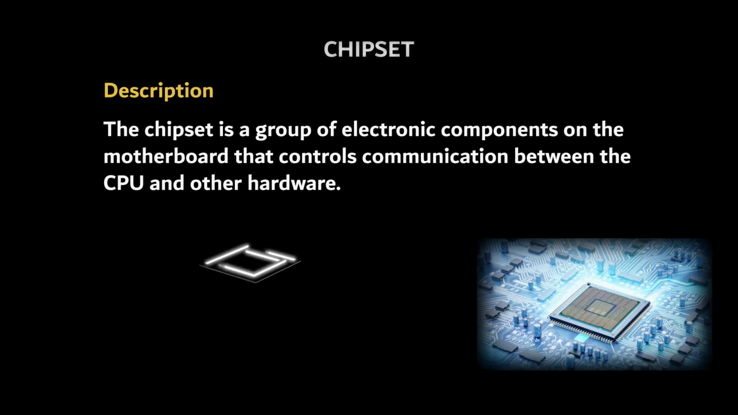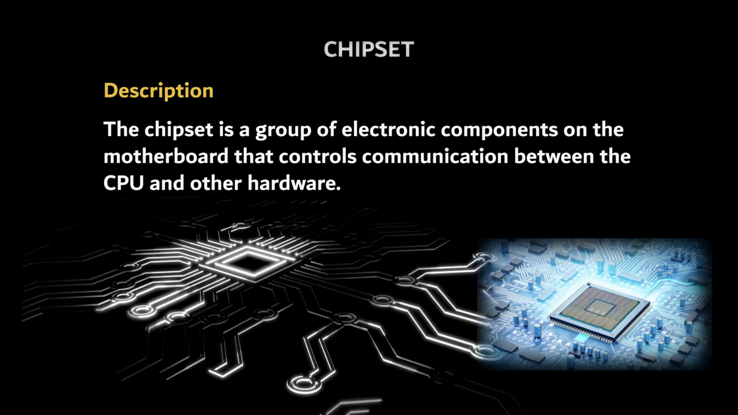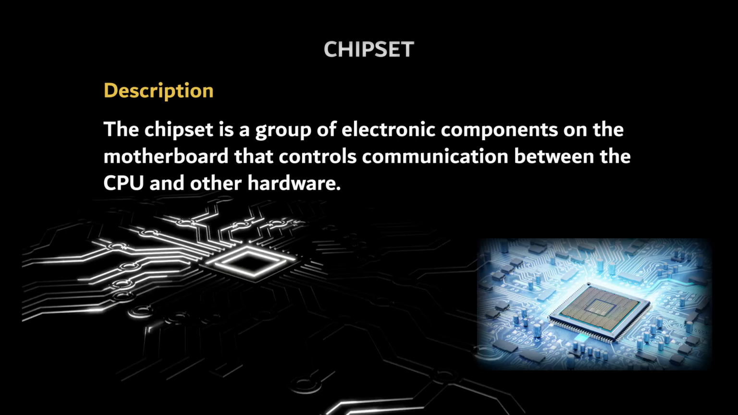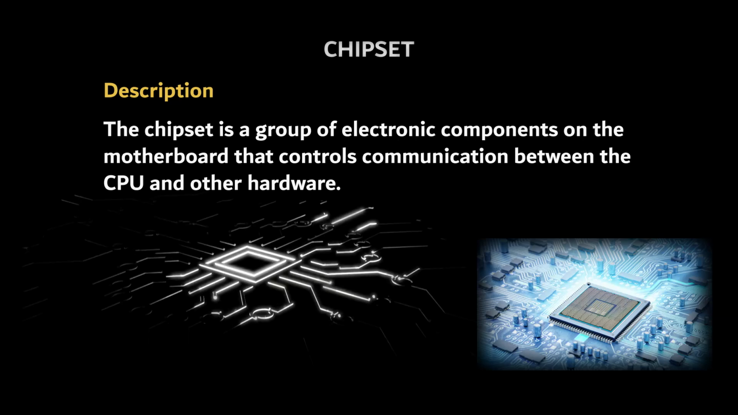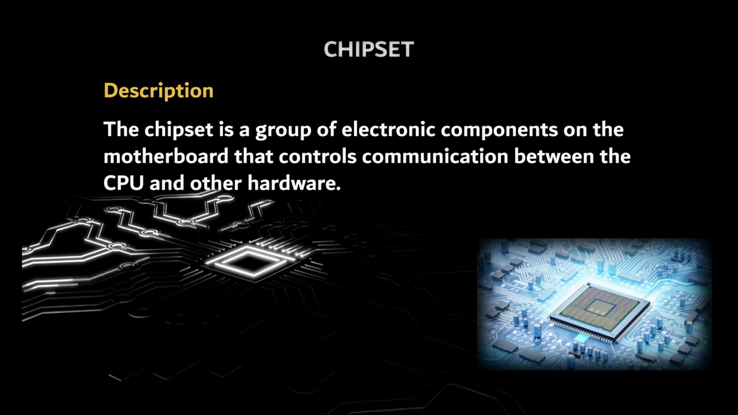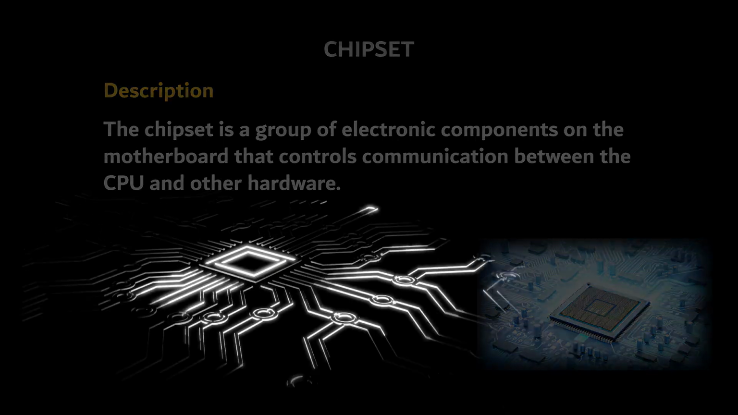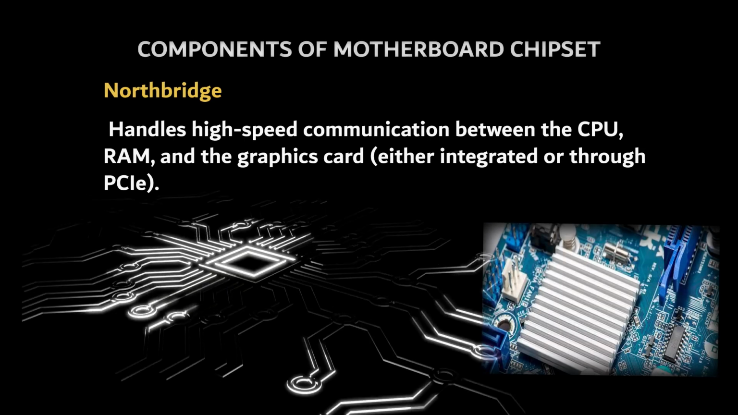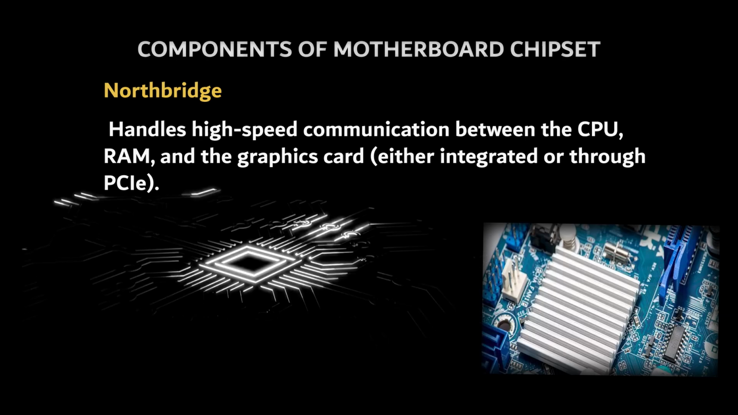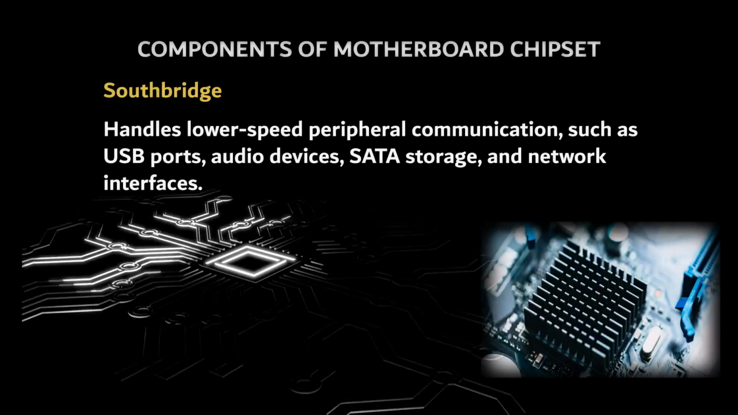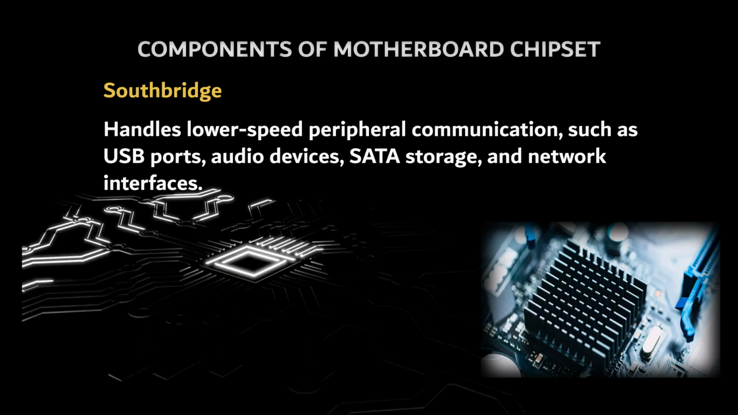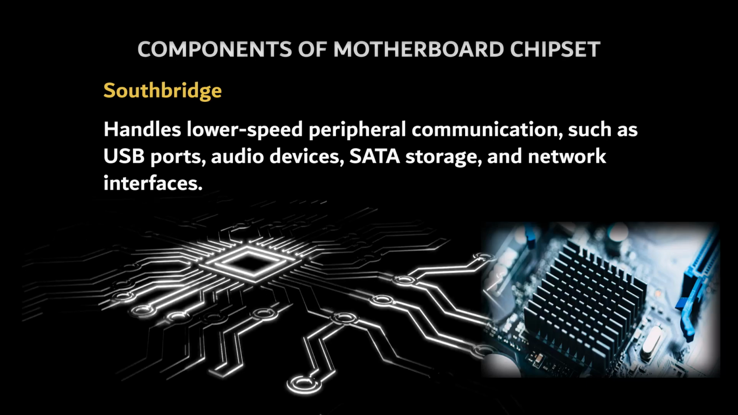Chipset. The chipset is a group of electronic components on the motherboard that controls communication between the CPU and other hardware. It acts as the traffic controller for data moving between the processor, memory, storage, and peripherals. Northbridge handles high-speed communication between the CPU, RAM, and the graphics card, either integrated or through PCIe. Southbridge handles lower-speed peripheral communication, such as USB ports, audio devices, SATA storage, and network interfaces.